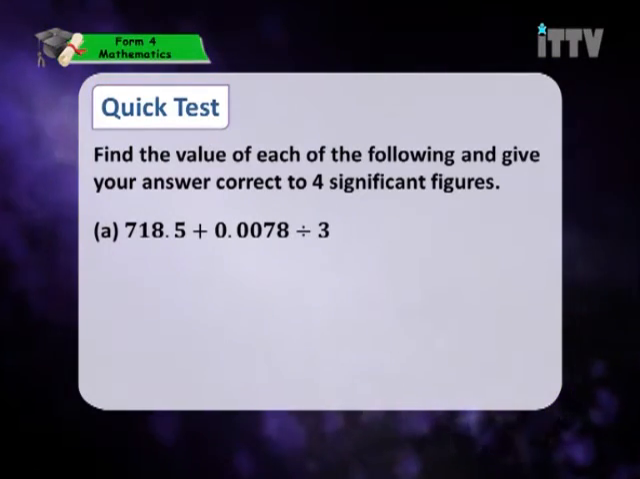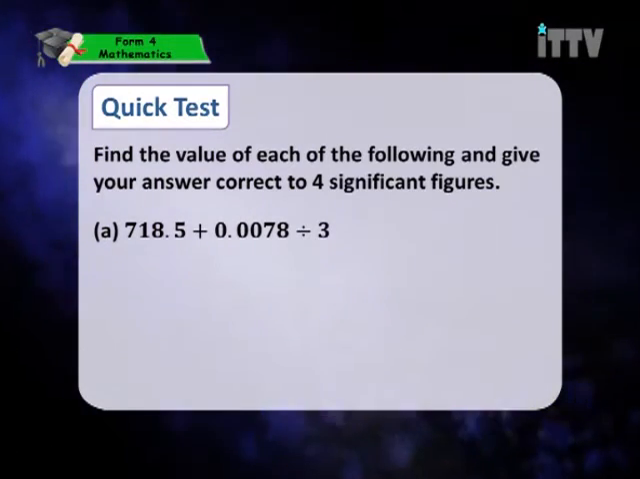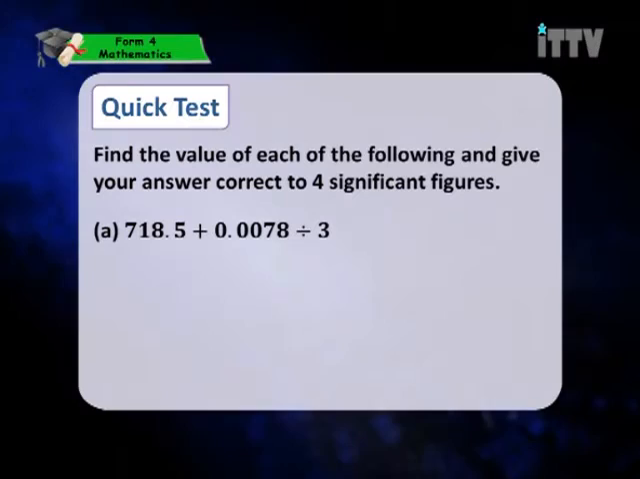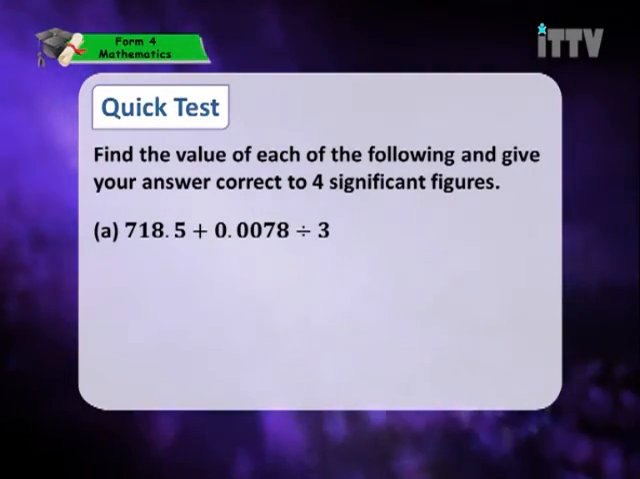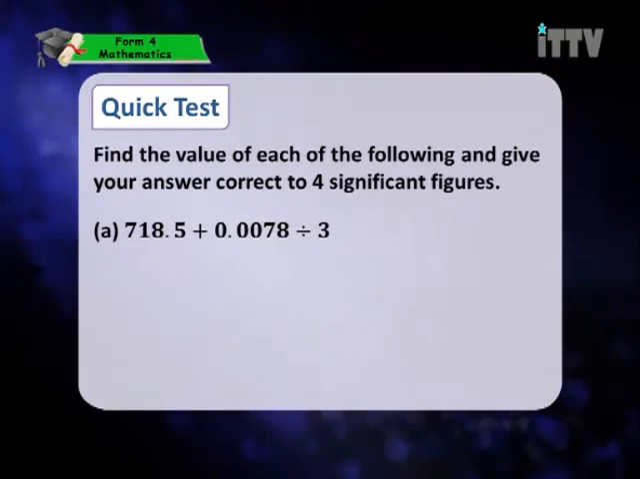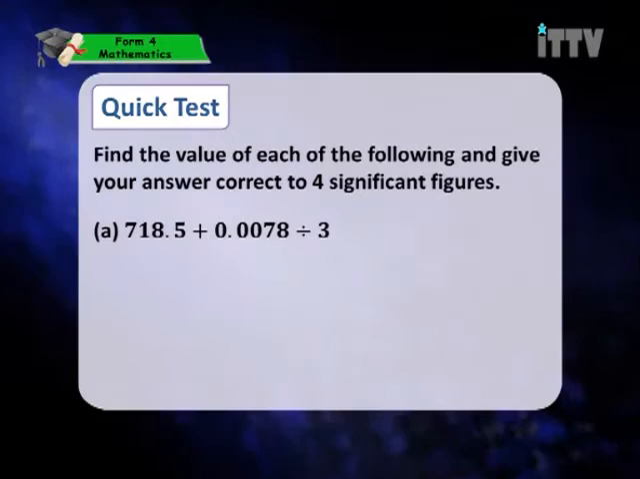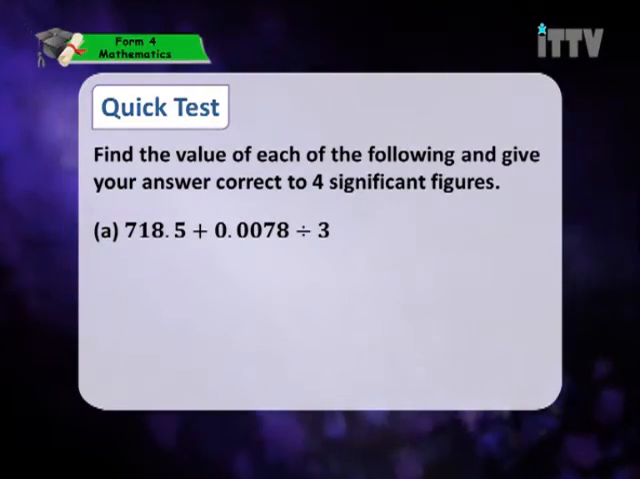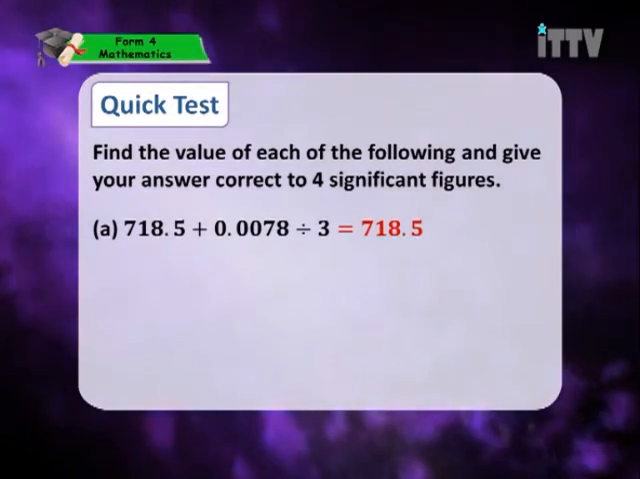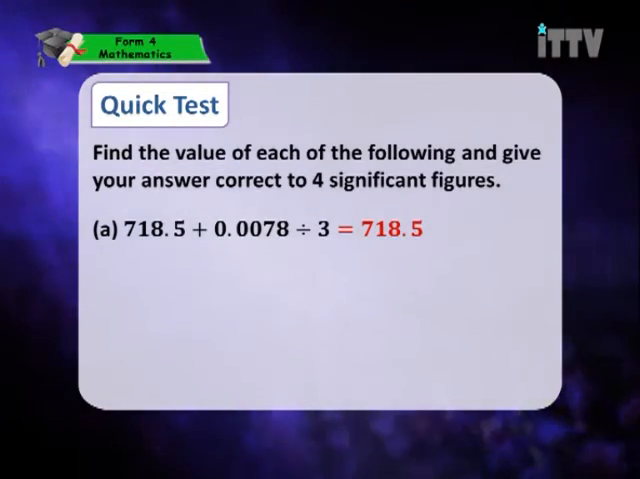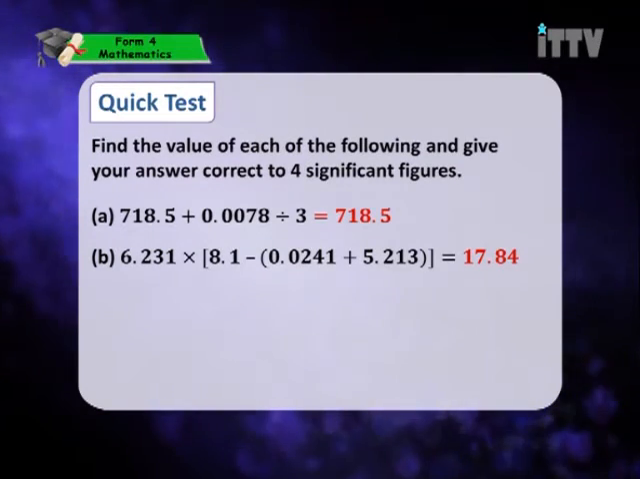Now, why don't you try some problems yourself? Okay, the first one. Remember, when you are performing operations, always follow the BODMAS system. The answer for A. Okay, what about B? And the answer for B is 17.84.